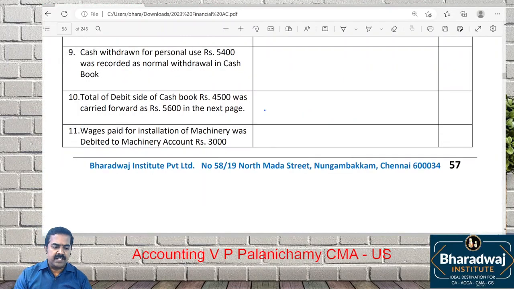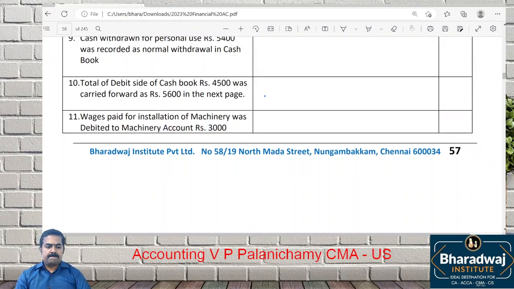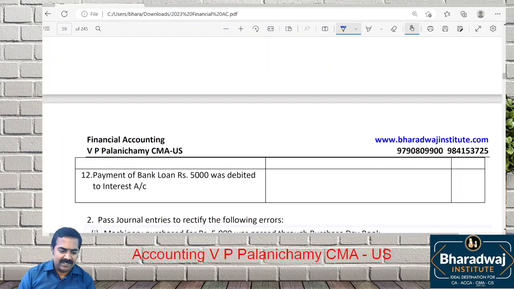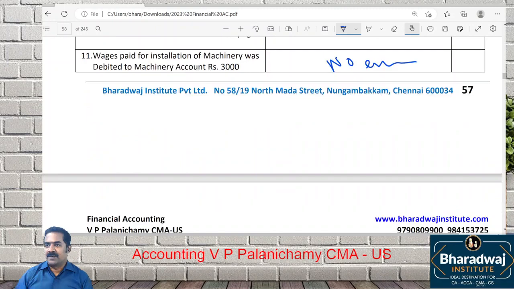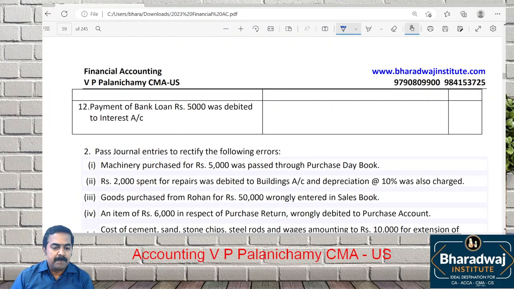Then wages paid for installation of machinery was debited to which account? Machinery account. No error. Wages paid for installation of machinery should be debited to which account? Machinery account. We have done it correctly. There is no error. So sometimes they give an exam like that, and we think and pass some other entry. No error, no rectification.